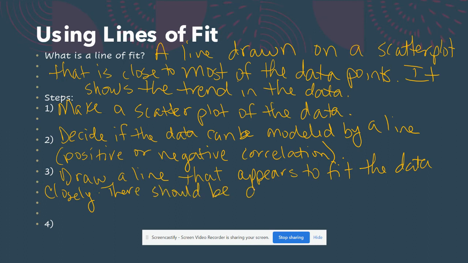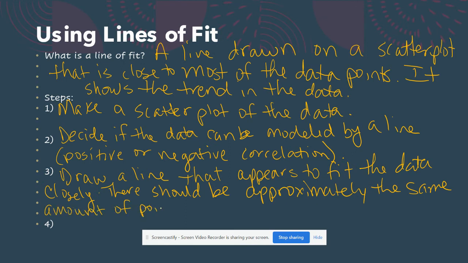There should be approximately the same amount of points above and below your line.